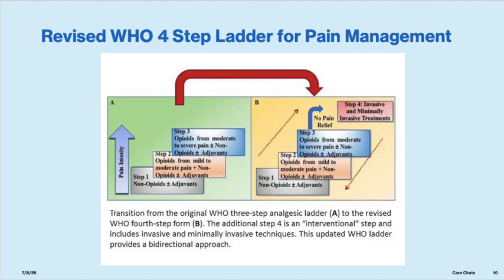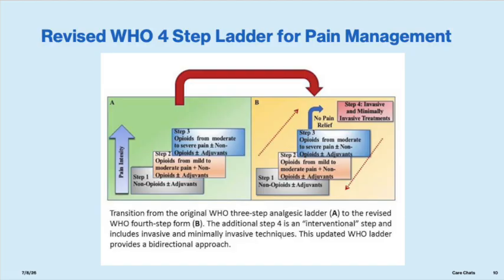So for those who have been around for a while, there's been a WHO analgesic ladder for cancer pain since I think it was the 80s, but it has since been revised to a 4-step ladder that covers both cancer pain and non-cancer pain. So the first step would be starting with a non-opioid analgesic, so Tylenol or ibuprofen, for example, and an adjuvant. The second step would be using a weak opioid plus a non-opioid plus an adjuvant. The third step would be for moderate to severe pain, and then you would use opioids, non-opioids plus adjuvants.